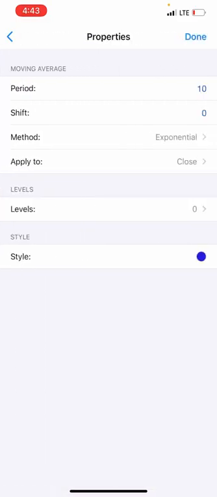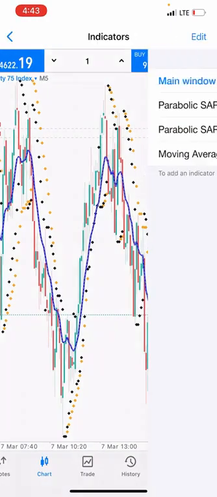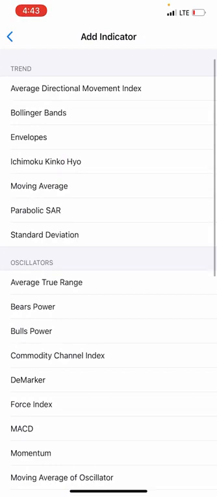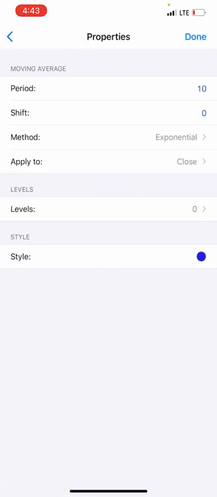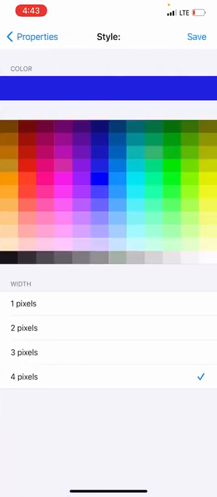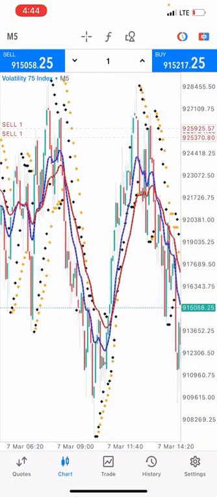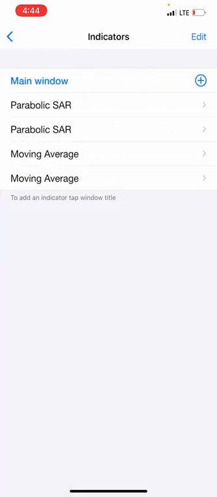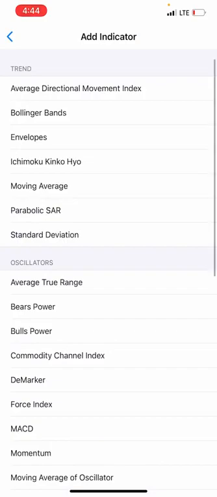A moving average, period 10, make it shift 0, method exponential, apply to close. You can take a screenshot. Let's use the color blue, done. Next indicator, again a moving average, period 21, shift 0, method exponential, apply to close, take it to red color, save and done. Last indicator we'll need is the awesome oscillator.